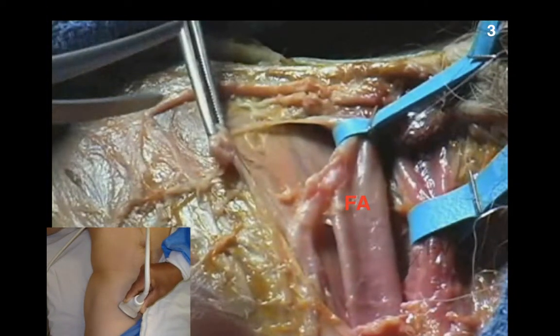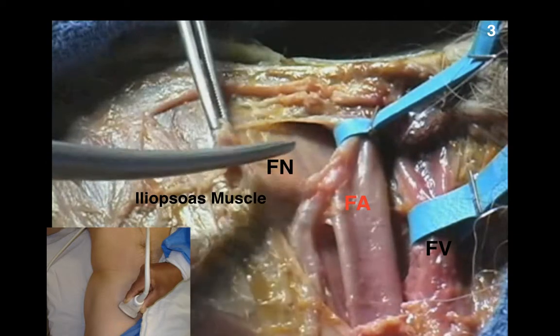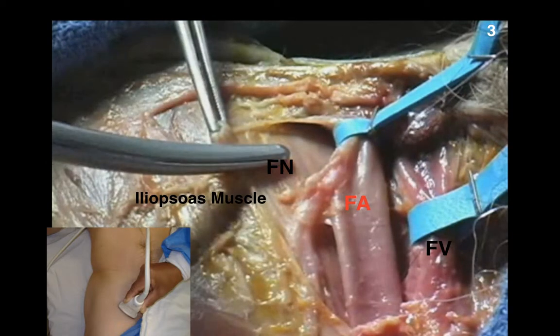In this fresh cadaver dissection of the right inguinal region, we see the femoral artery and femoral vein retracted by vessel loops. Immediately lateral to the femoral artery and visible through the intact and translucent fascia iliaca is the femoral nerve. The overlying fascia iliaca is held with forceps. This dissection illustrates how closely the fascia iliaca adheres to underlying structures such as the femoral nerve and the iliopsoas muscle.